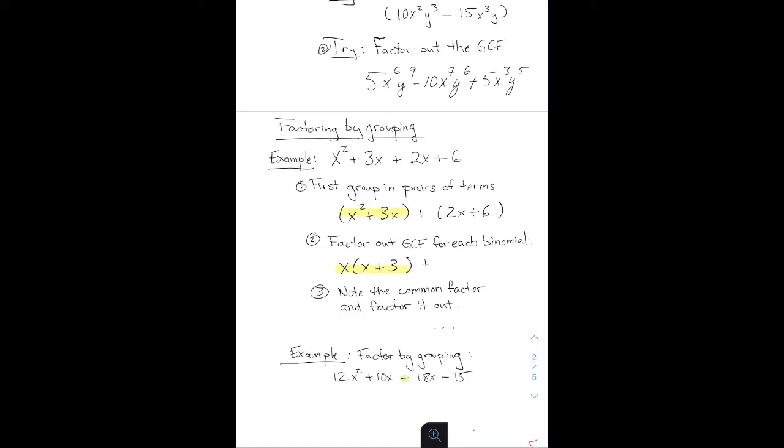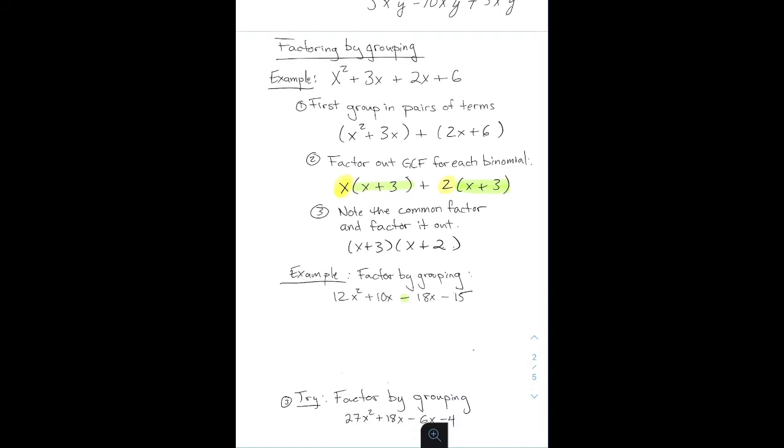Plus 2. And then we need an x plus 3. So those two things are also equal. Now we see a common factor. So the x plus 3 is a factor of the first term. The first term is x times x plus 3. The second term is 2 times x plus 3, and x plus 3 is a factor of that as well. So that's a common factor, so we can factor it out. What do we need to multiply x plus 3 by? X plus 2. So we have factored the original expression completely.